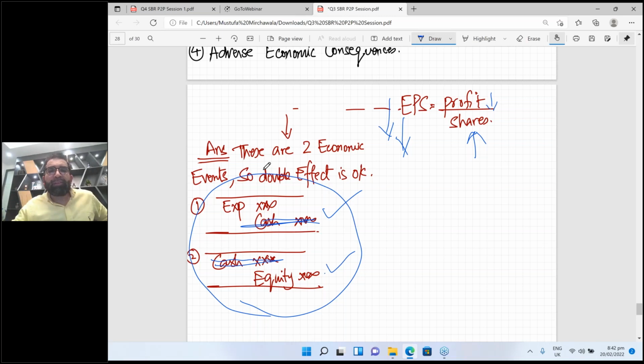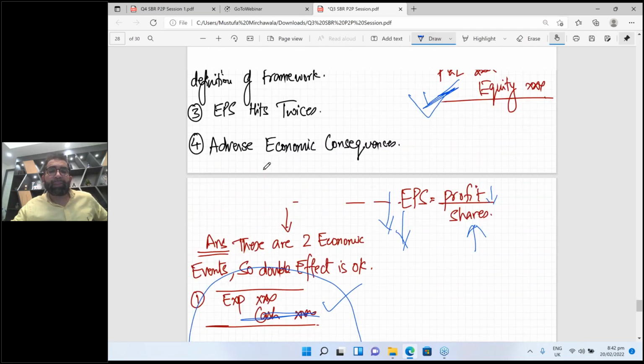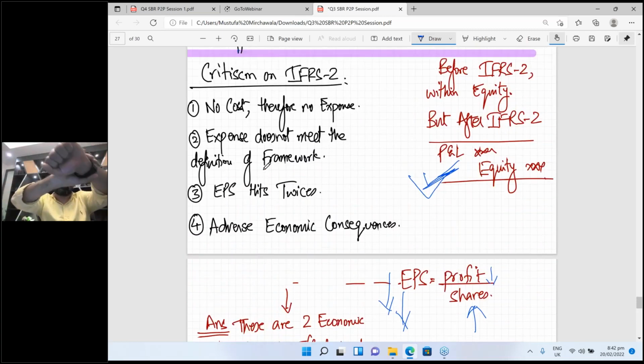Okay, so these were two economic events. So this is very fair to have dual effect on EPS. Now the fourth and the last criticism, and this criticism was with numbers. I'll give you one example of GlaxoSmithKline, GSK.